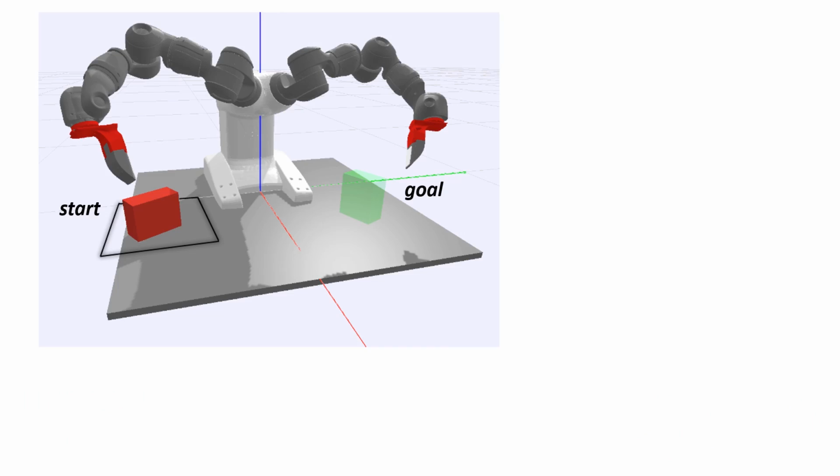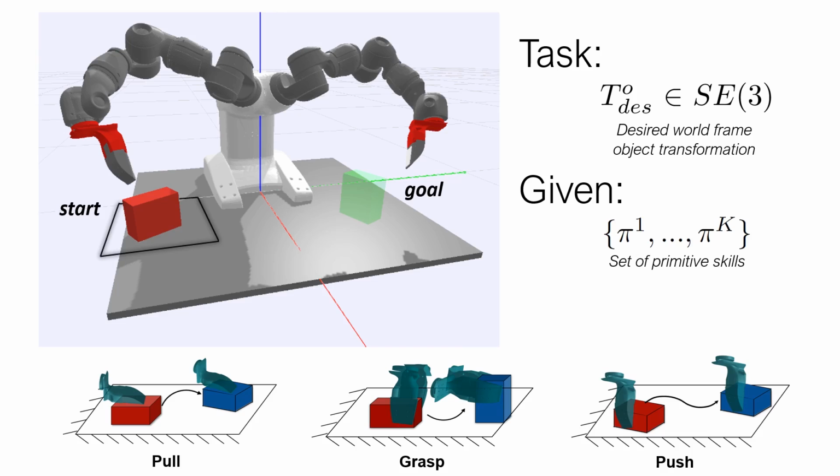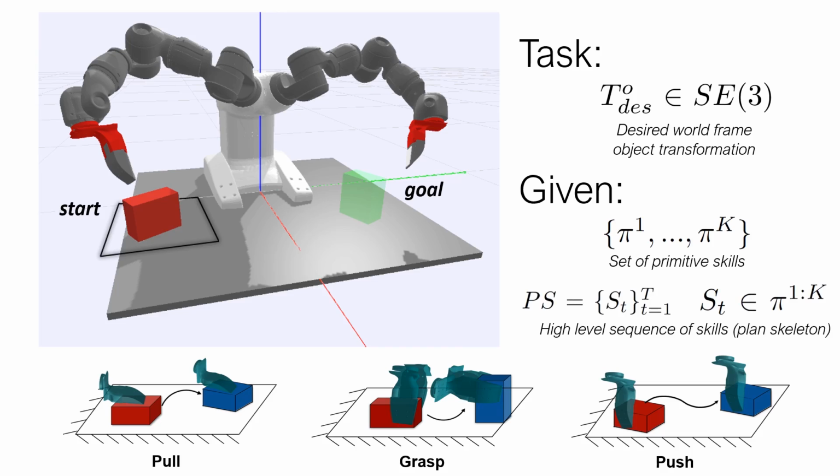Let's consider a task where a bimanual robot must move an object between two stable configurations on the table. Assume the robot is provided with a set of primitive manipulation skills, along with a high-level sequence of the skills that should be used to complete the task. The system must then determine continuous parameter values, which influence how the skills at each step are executed, so that the robot can move the object to the goal.